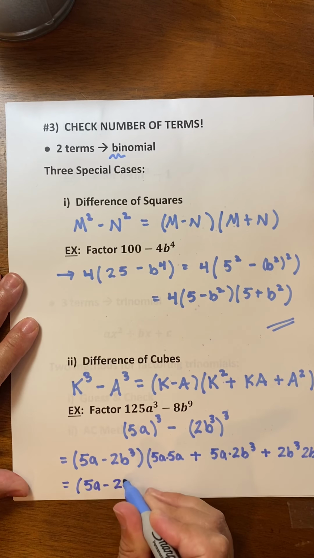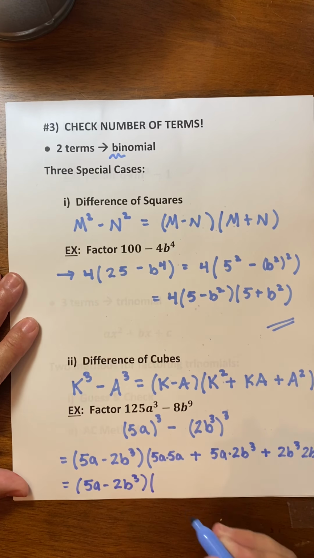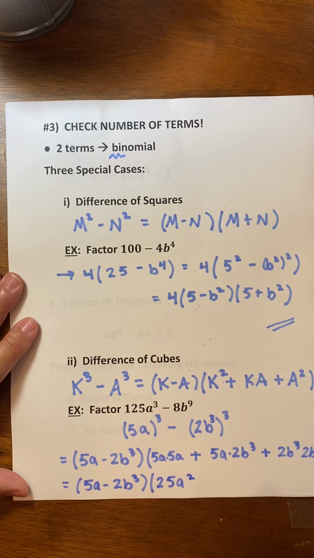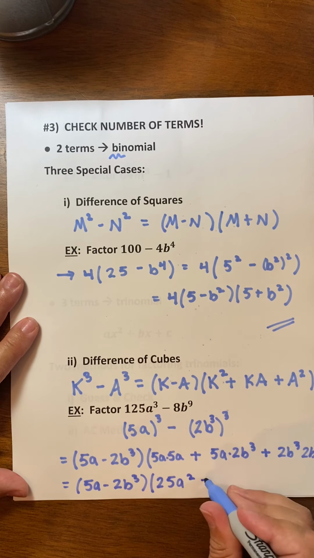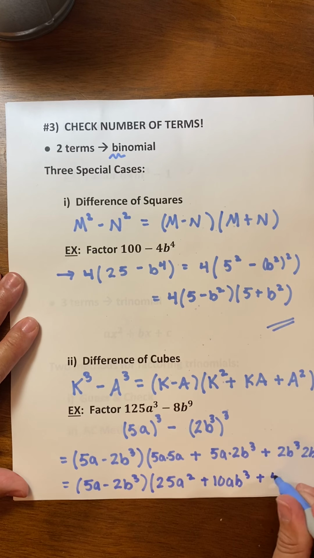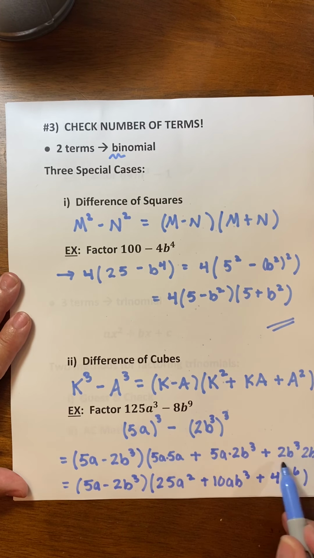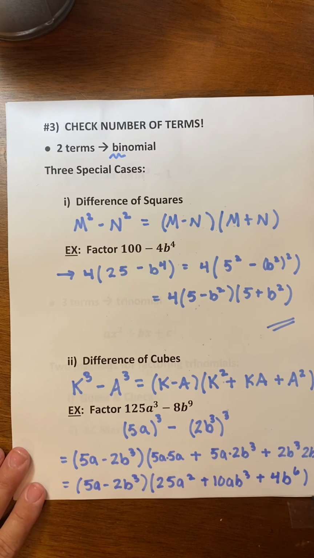5a minus 2b cubed. 5a times 5a is 25a squared. 5a times 2b cubed, 10ab cubed. 2b cubed times 2b cubed, be careful, that's 4b to the 6th. b cubed times b cubed we add. Power to power we multiply. Same bases with powers, we add. So that would be my final answer.